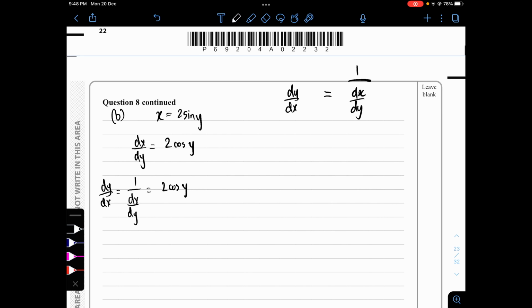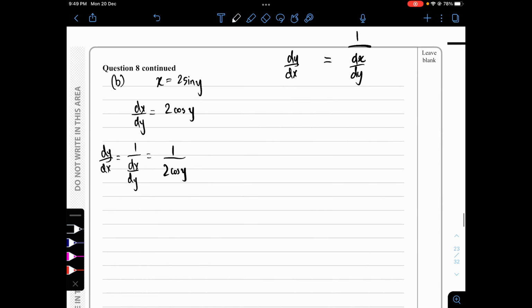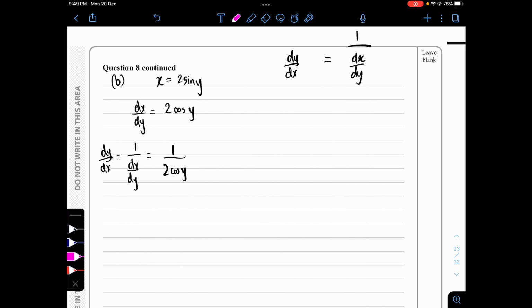1 over, sorry, 1 over 2 cos y. Now because we want to simplify this, we want something square root. We always think of a trig identity. The only trig identity that relates sine and cos is the one we need.